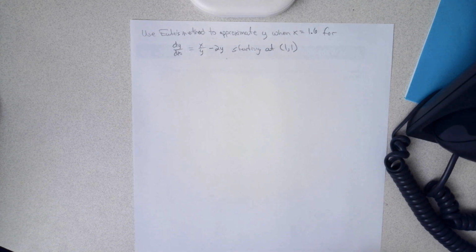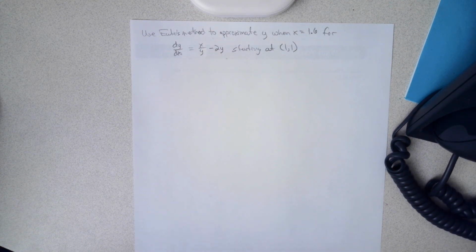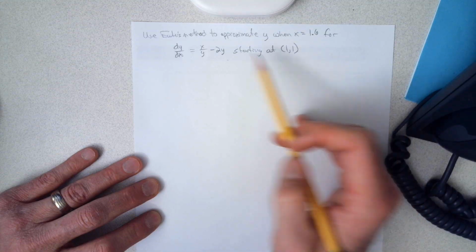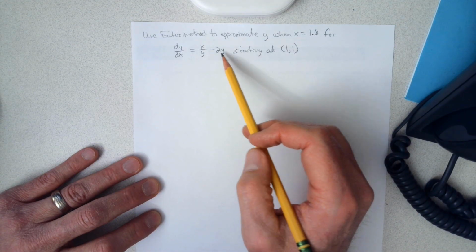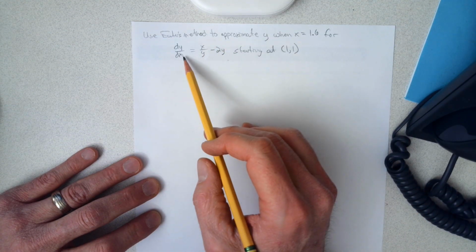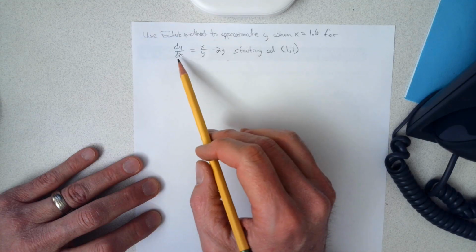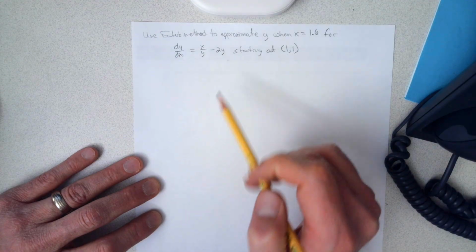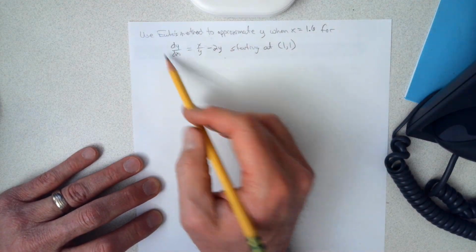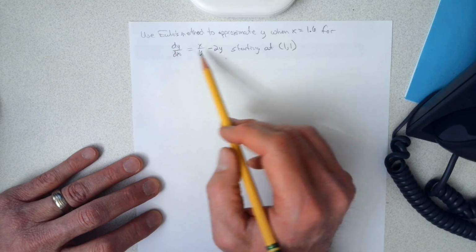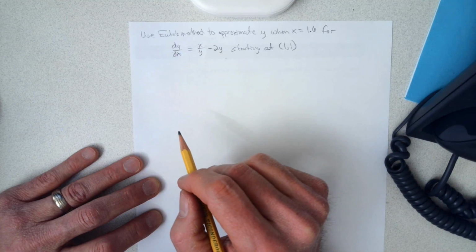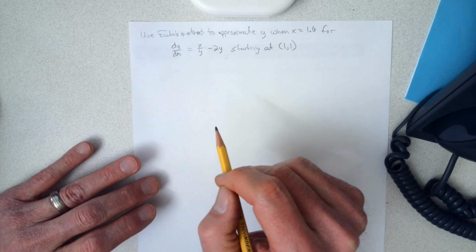Okay, let's talk about Euler's method. We're going to use this. It's a way of approximating values of a function that you don't know, but you do know the form of the derivative of that function. So this is a differential equation because it involves the derivative as well as other values.